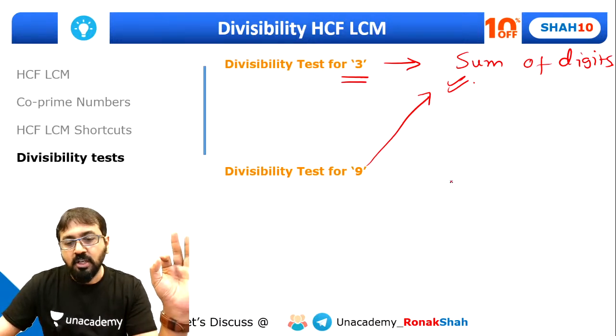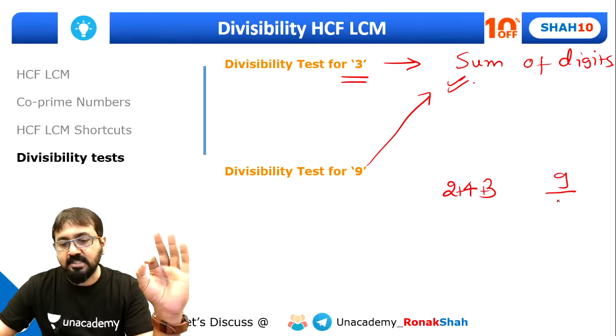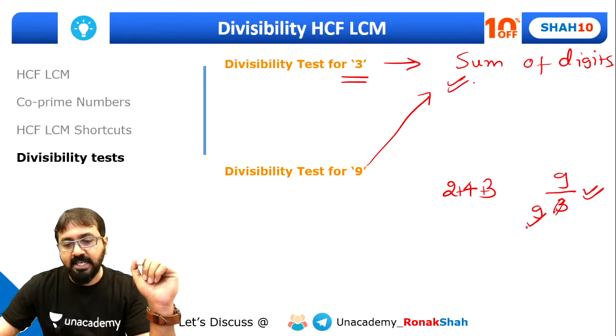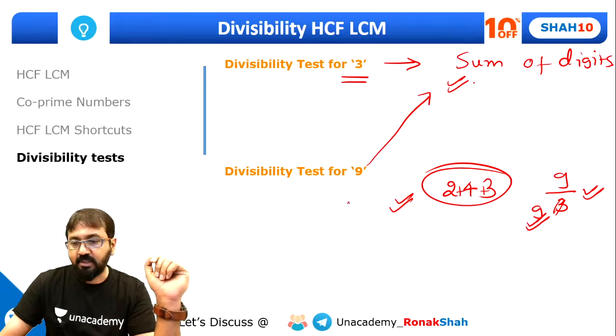So if I ask you, for example, 243, is it divisible by 3? What you can do is just add the digits. 2 plus 4 plus 3 is how much? 9. 9 is completely divisible by 3, so it's divisible by 3. In fact, 9 is also divisible by 9. So this number 243 is also divisible by 9, right?